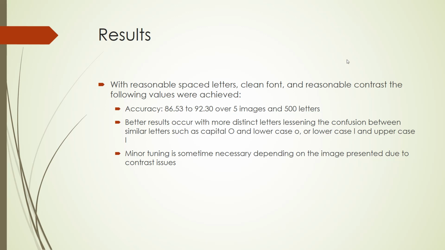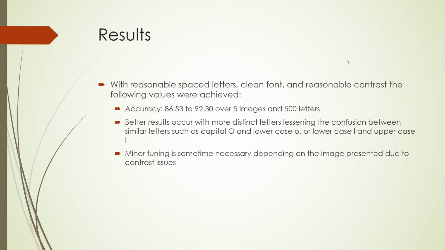So for the results of how the system performed, we were able to achieve an accuracy between 86 and 92% over 5 images and 500 letters. Best results really happened when we had clean characters, as far as characters that weren't touching, and characters that were very distinct. So you start running into issues with very similar letters, such as capital O and lowercase o, or lowercase l and uppercase I. They're just very similar and hard to distinguish between the two.